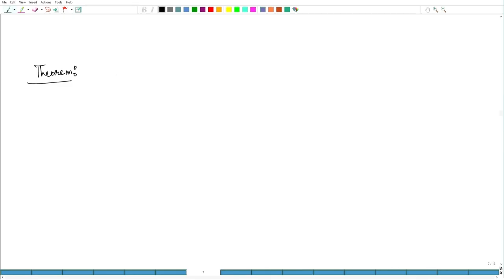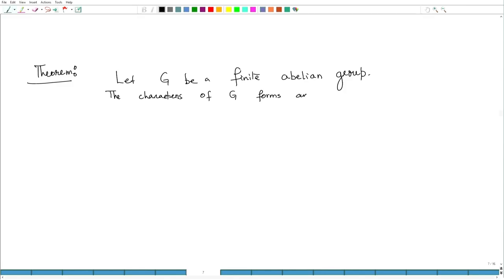This says that let G be a finite abelian group. The characters of G form an orthonormal basis for CG. Okay. We have noticed that TA, A belongs to G, are simultaneously diagonalizable.